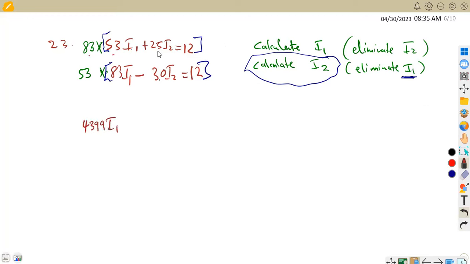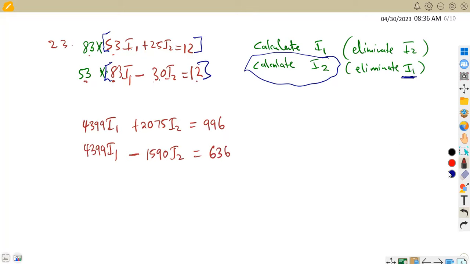83 times 25, which is 2,075. So we are going to obtain 2,075 I2, which is equal to 83 times 12, which is 996. Like we said, down below we are going to multiply everything by 53. So it's 53 times 83, which is going to give us 4,399 I1. Then 53 times minus 30 is going to be minus 1,590 I2. 53 times 12 is going to give us 636.